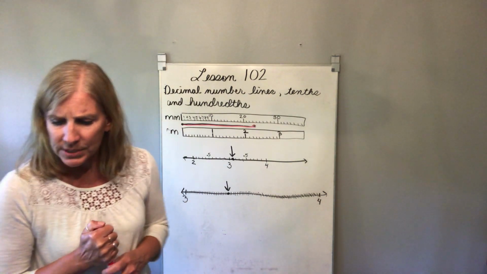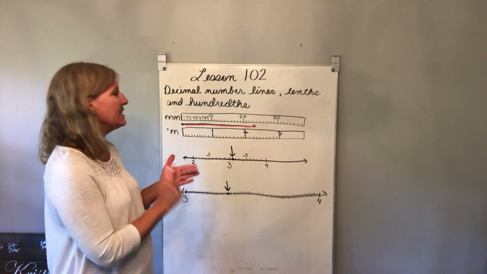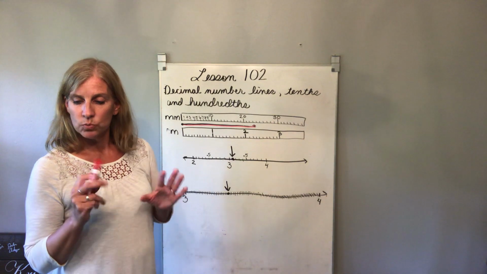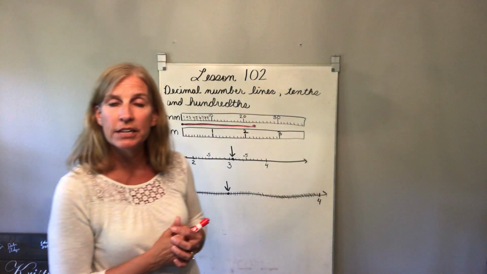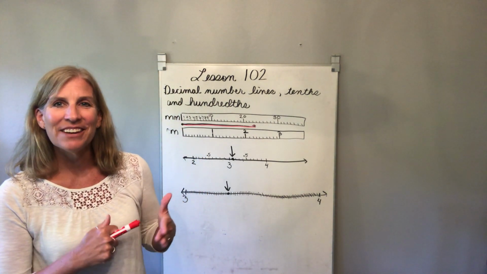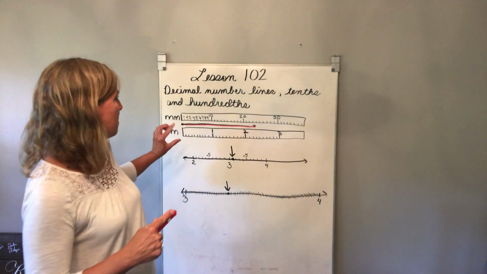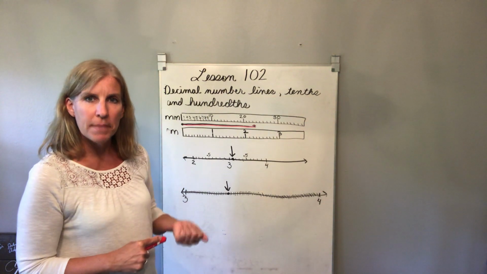All right, so today's lesson is about measurement, decimal numbers, tenths, and hundredths. And what you see up here on my board is roughly the same thing that is in your math book. We're on page 474, lesson 102. Page 474. All right, let's talk a little bit about measurement and number lines and equivalent measures.